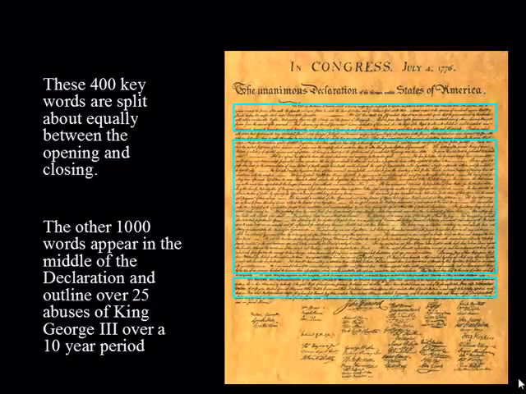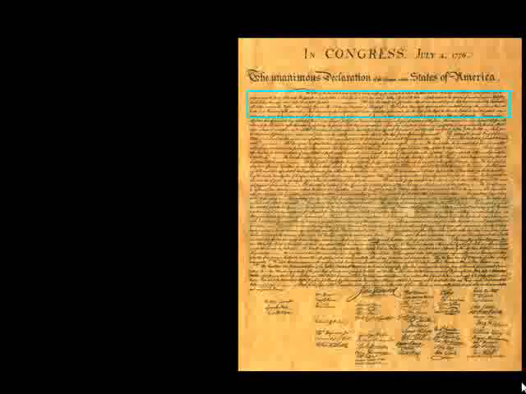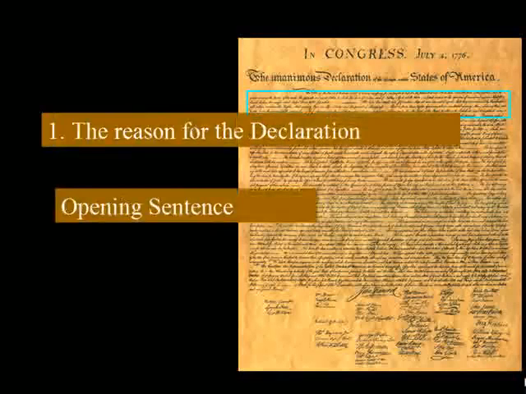So that's all that's involved in understanding key concept number 1, is that there's these 3 broader categories that the Declaration breaks down into. Now let's take a look at the 7 component parts. Now as we look at the detail of these 7 parts, we find that 4 of them are included in the introductory remarks. The first is the reason for the Declaration, and this is stated in the opening sentence.